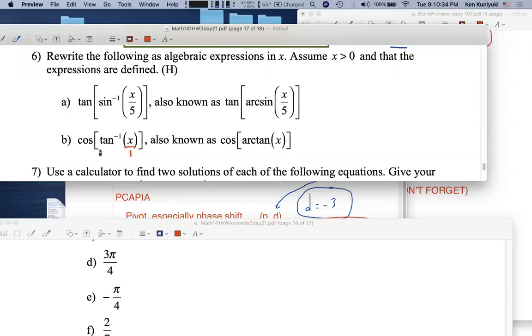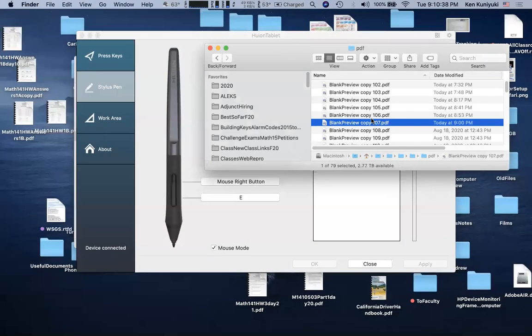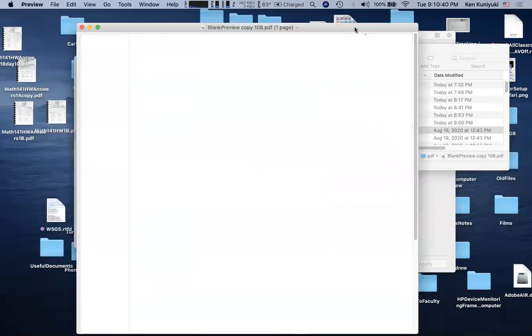Let me work out 6A. I'm sure many students had questions about this. Worthy of a new sheet.